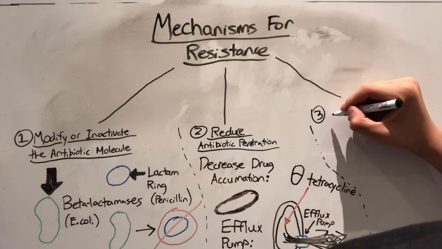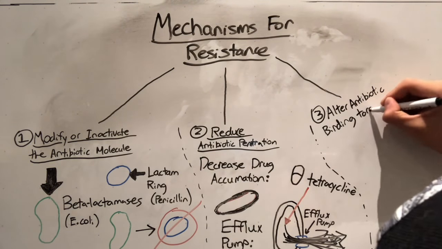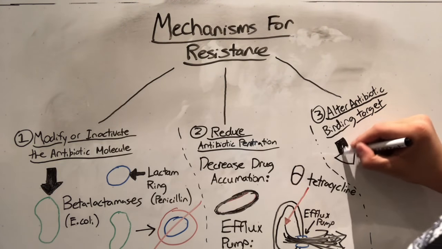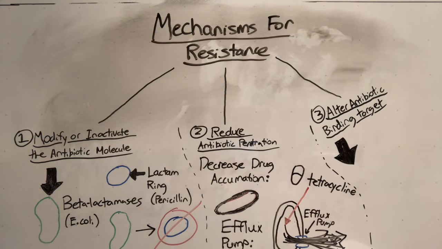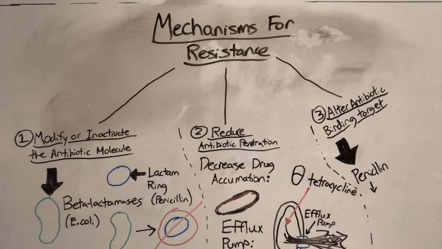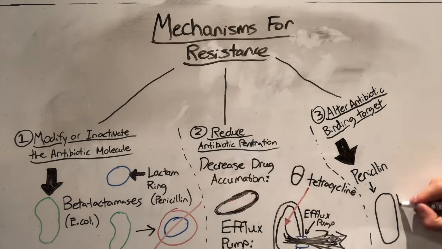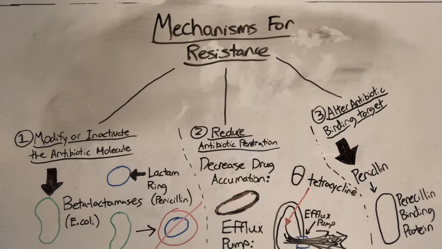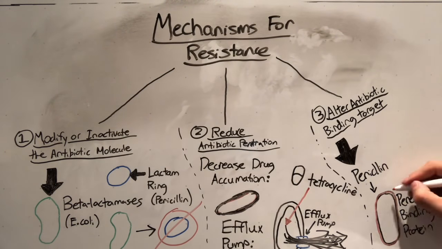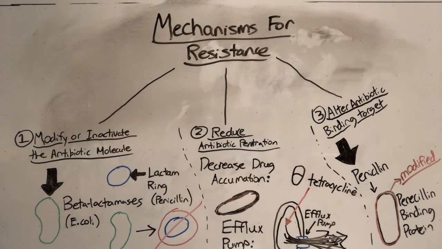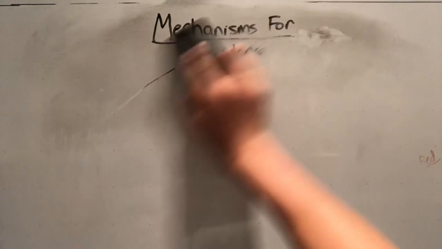The last mechanism is to alter the antibiotic binding target. For instance, penicillin binds to penicillin-binding proteins, which attack protein synthesis. But if the bacteria has genes to modify the structure of these proteins, penicillin is unable to target its binding site. Those are the three main mechanisms for resistance.